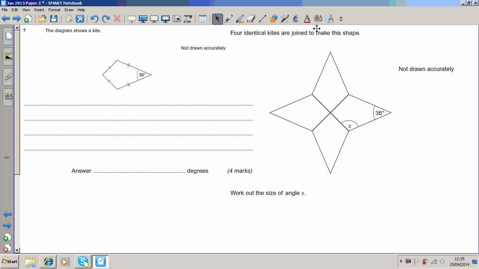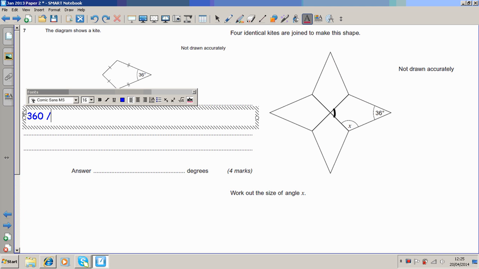Okay, so the key to this then is that if we go back to our original kite here, we need to work out what each of these angles are in here. Now, because these are the same, we know that the top and bottom are the same. So this angle here and this angle here are equal to each other. The key is this angle here. So how am I going to work out where that little mark is there? Well, we've got 4 identical ones here around a point. And because angles around a point add up to 360, we're going to do 360 divided by 4. So each of them is equal to 90 degrees. Okay?